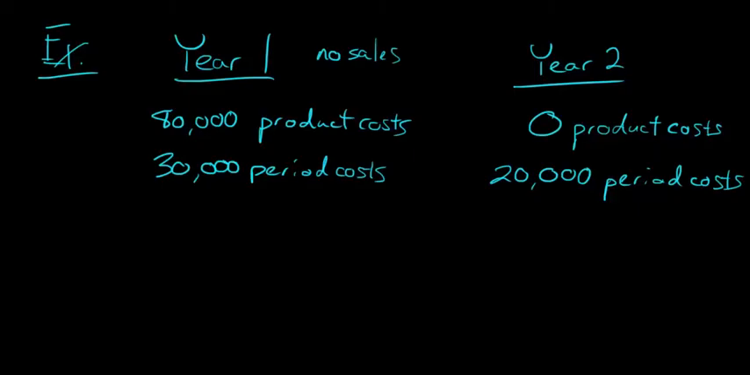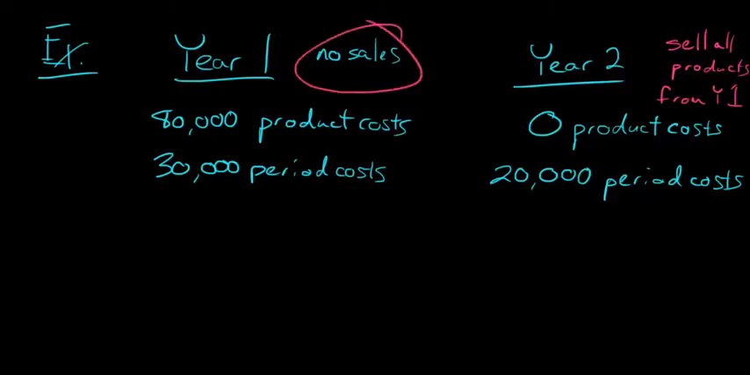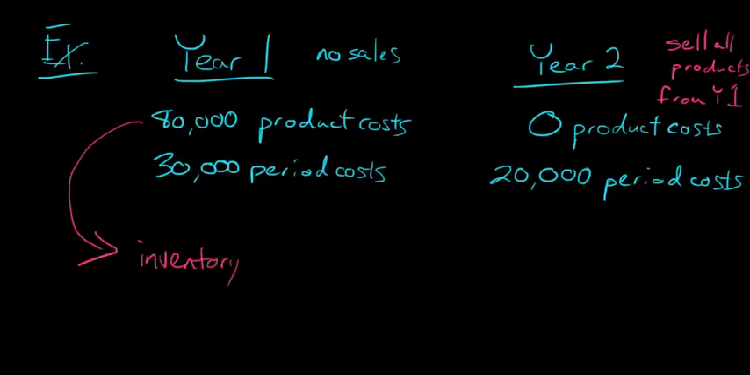Okay, so what we're going to have happen here is this. Oh, and let me just specify, in year two, we sell all products from year one. Basically, this $80,000 in product costs in year one, since we haven't sold the product yet, is going to attach itself to inventory. So now we're going to have inventory go up $80,000. The $30,000 of period costs, that's just going to be expensed right now. So that's going to show up in the income statement.